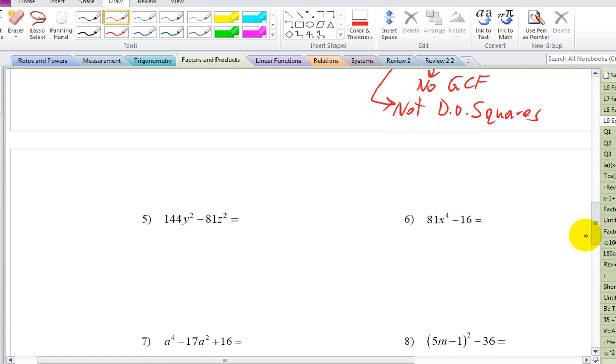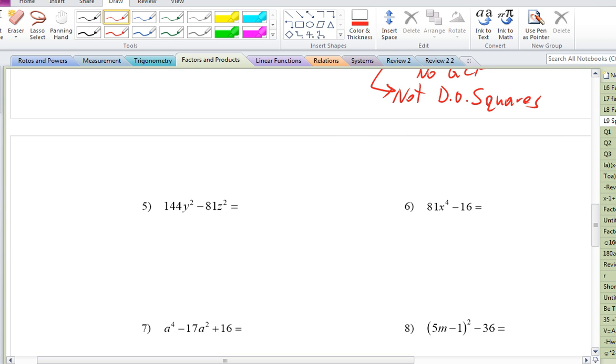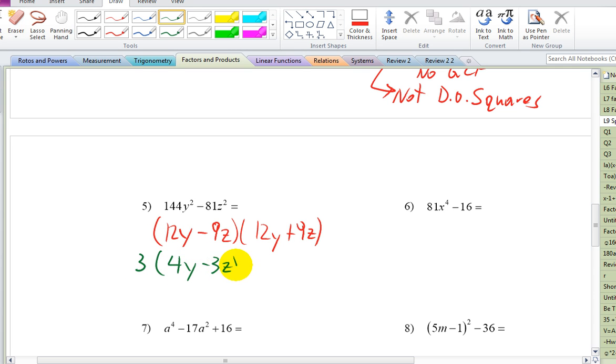Go for it. Do the next one, number 5. Don't get lulled to sleep. If you get lulled to sleep, you're going to get this. 12y minus 9z times 12y plus 9z. What's the problem with having the 12 and the 9? GCF. You can take out a 3. 4y minus 3z. Got it?